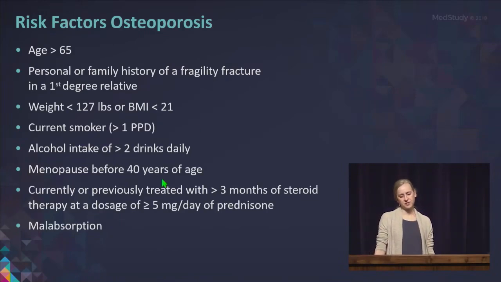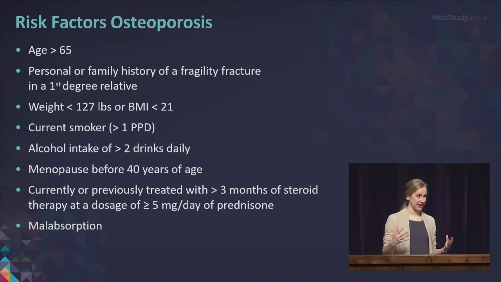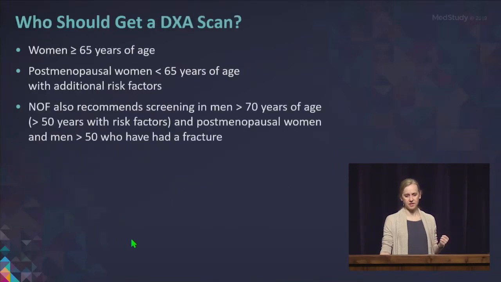Currently or previously treated with more than 3 months of steroid therapy at a dose of more than 5 milligrams per day of prednisone. So this is not a lot of steroids, right? A lot of our patients are going to get very close to this boundary, never mind the patients who have rheumatoid arthritis or some of these other chronic inflammatory diseases. So it's important to remember this threshold because it's actually quite low. And then finally, malabsorption. So this is the celiac disease and a lot of the other things we were talking about before.